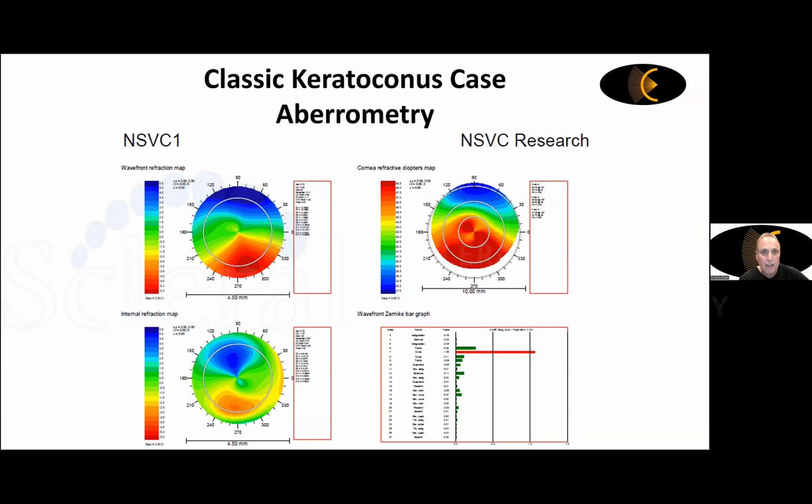So let's just do a couple of examples of regular aberrometry, not applying contact lenses yet. Here's a perfect example of a classic keratoconus case. And we can see the total wavefront map showing a classic keratoconic appearance, the anterior cornea on the upper right, and the internal on the lower left. So this is fairly classic. And if you look lower right, the Zernike breakdown of all of the high order aberrations is pointing to the fact in this case that coma is the real culprit, as you can see in that red bar.